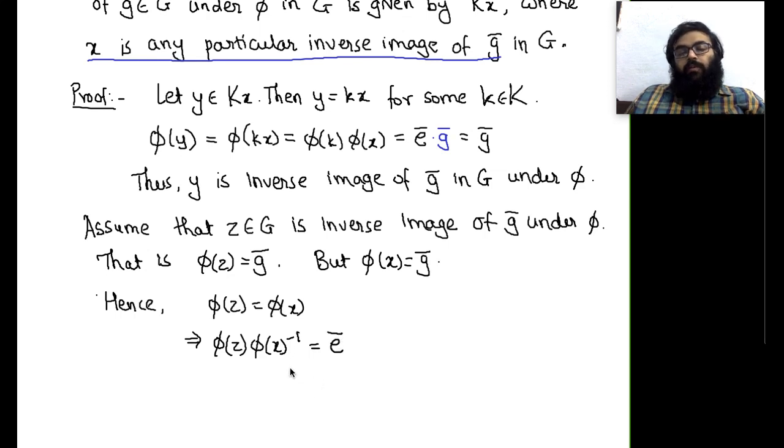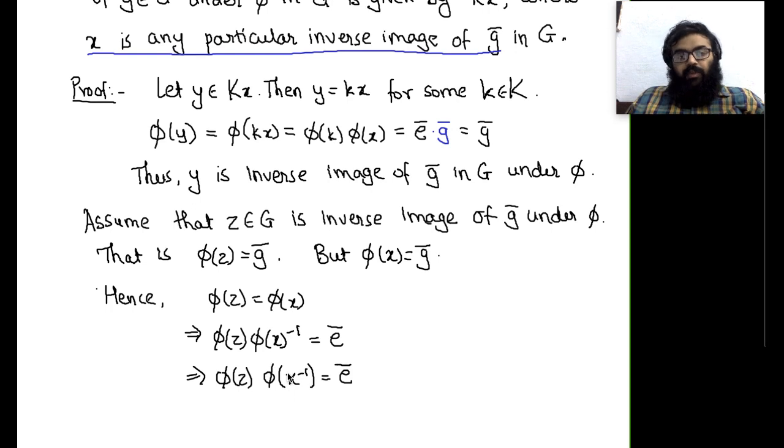Right? So x was one particular inverse image. Z is any inverse image we have. So we have this. But phi is homomorphism, and yesterday we have seen this phi of z. What is phi of x inverse? This is phi of x inverse. Right? Inverse of phi of x is same as phi of x inverse.